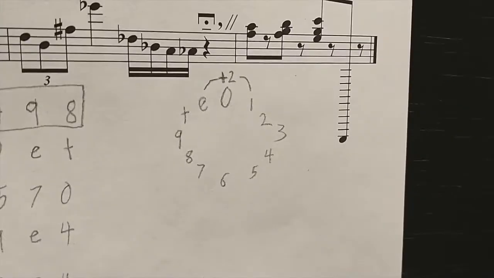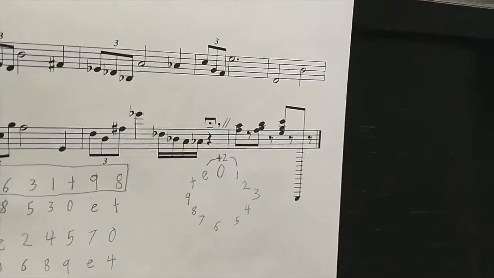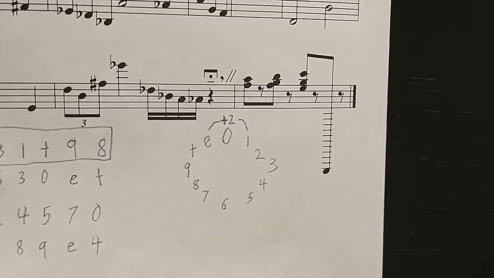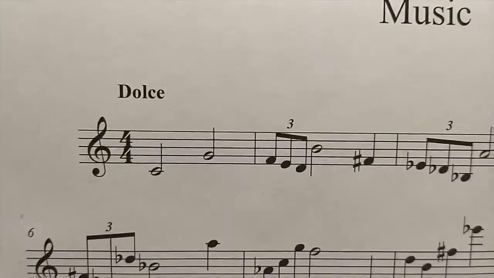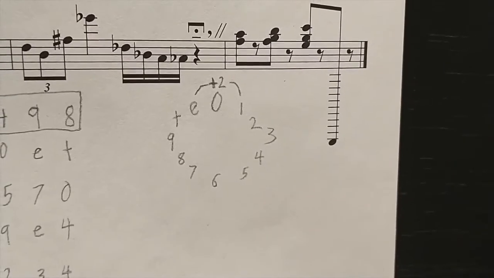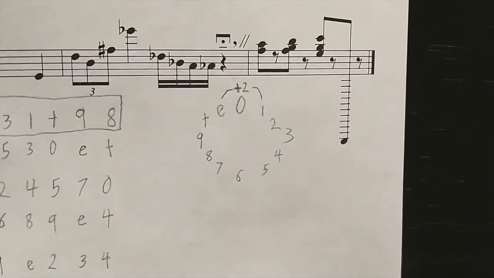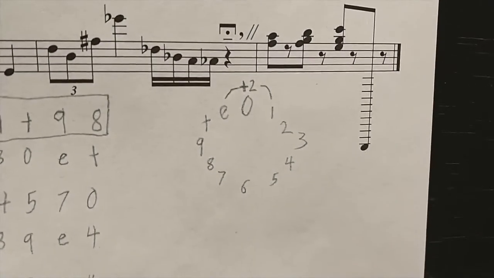Let's start with this. This is a clock face. You could also call it a Cheerio because we're making cereal. We're going to call C 0, C sharp or D flat 1, and D 2, and so on and so forth until we get all the way up to 11, which is B. And we're going to do math to analyze our composition.